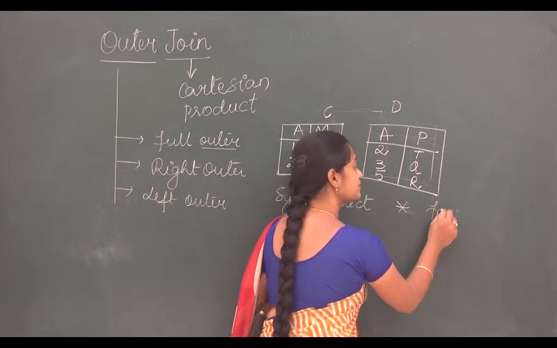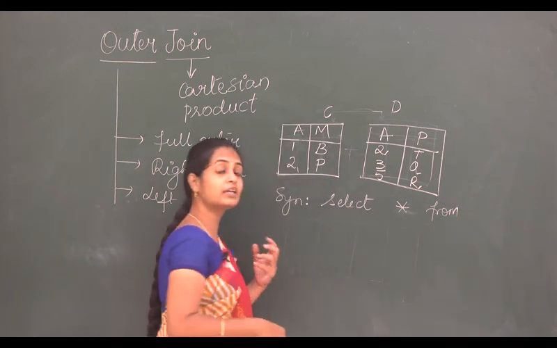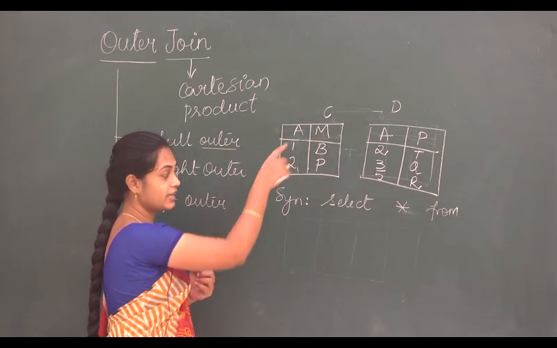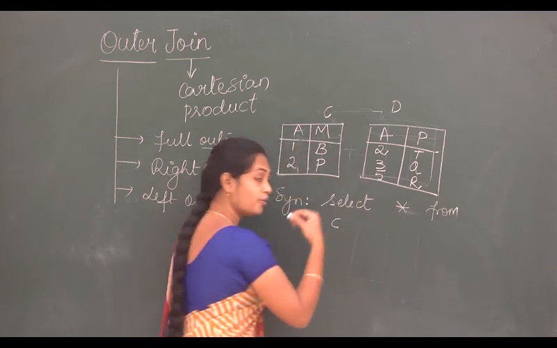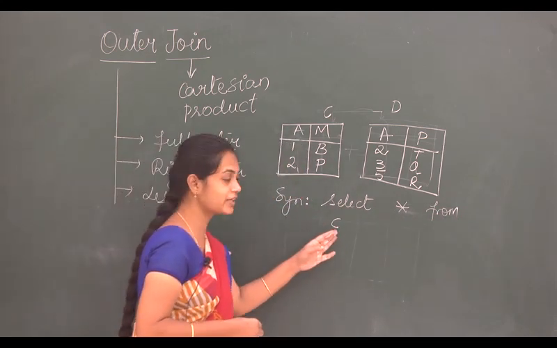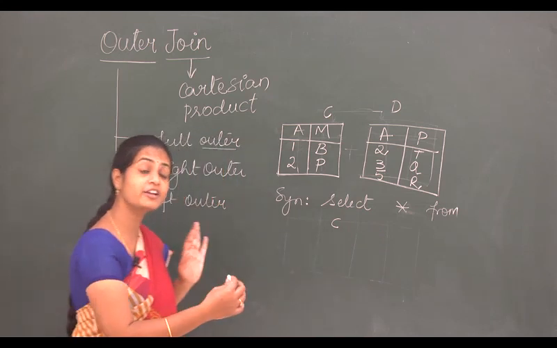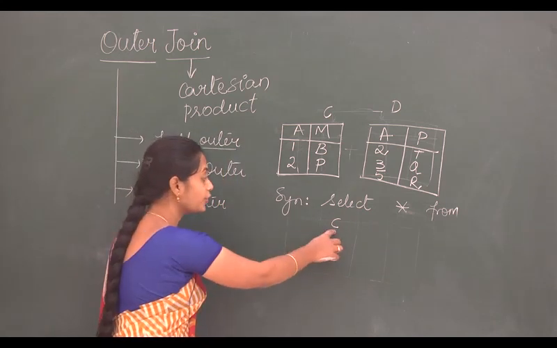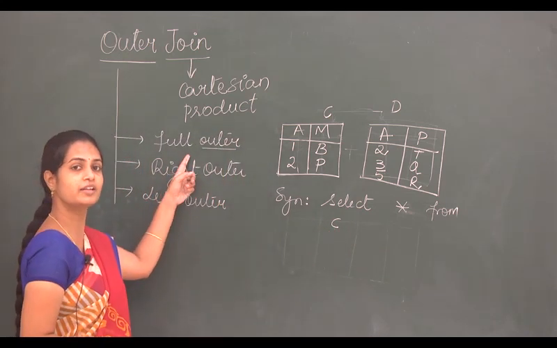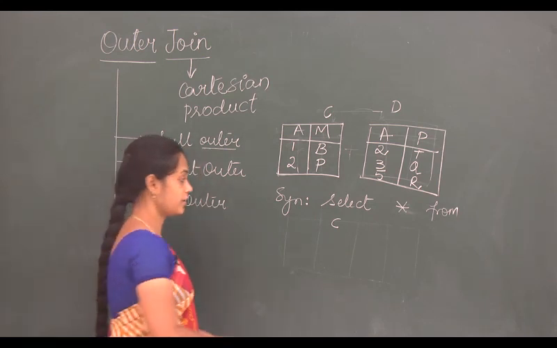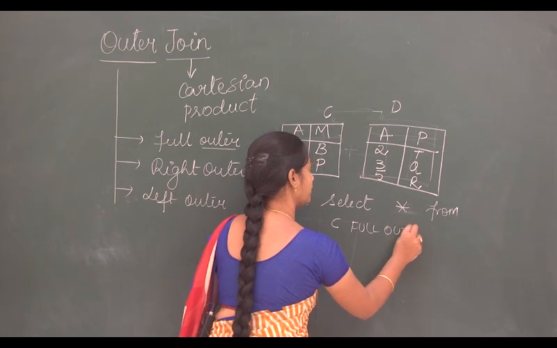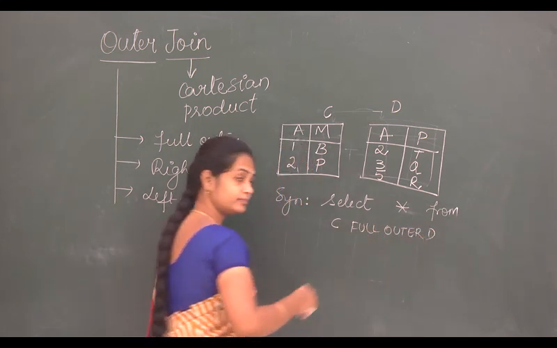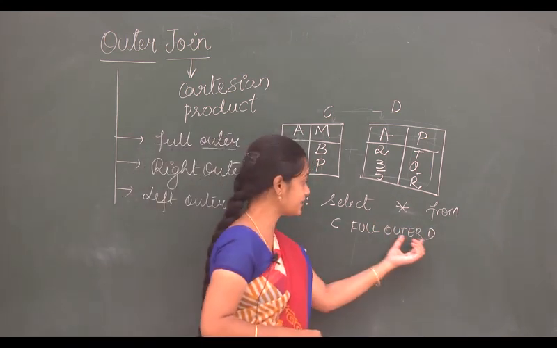So from which tables do I want? Which two tables do I want to join here? C and D. Okay, so from C, what do you need to write? Simply, you cannot write C comma D. We are joining the tables. So using which join are you joining the tables? Full outer. So I will write full outer D.